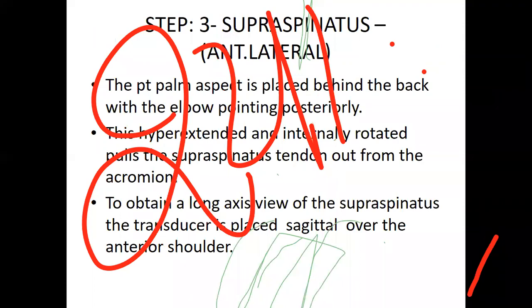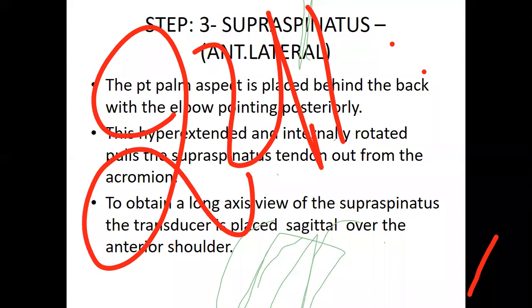The patient's arm is placed, this is now where you pick the anterior lateral compartment. Maintain your patient in the same position. The palm is now placed behind the back. While the patient is seated, you want to demonstrate the anterior lateral compartment. We are just in the anterior. Now this one, you want to demonstrate the anterior lateral compartment.